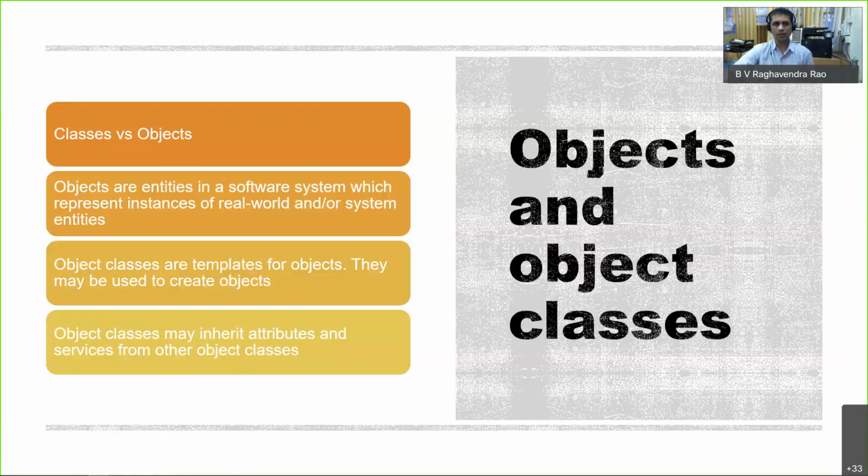We already know the difference between classes and objects. Classes are basically data types and objects are instantiations of them. Usually in object-oriented language, people use the terms object classes and objects. Objects are entities in a software system which represent instances of real world and/or system entities. Object classes are templates for objects, in other words, classes. They may be used to create objects, that means instantiation. And object classes may inherit attributes and services from other object classes.